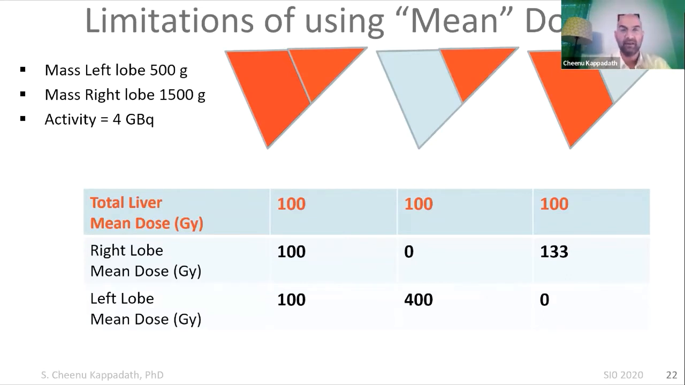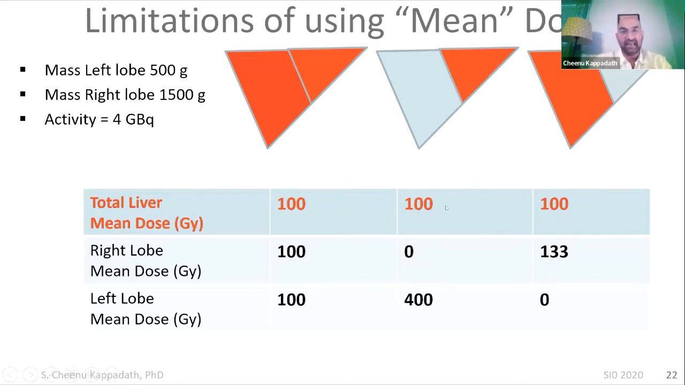And a simple example to illustrate the limitation of mean dose. So here, let's say you want to do a palliative whole liver treatment, and you want to target 100 gray. Okay, just a hypothetical example. So we've got a right lobe mass of 1,500 grams, a left lobe mass of 500 grams. So what you want is this scenario: both the right and the left get a mean dose of 100. But for some reason, let's say all the activity went to the left lobe, right? The left lobe now actually has a dose of 400. The right lobe has 0 dose, but the total liver mean dose is still 100, okay?